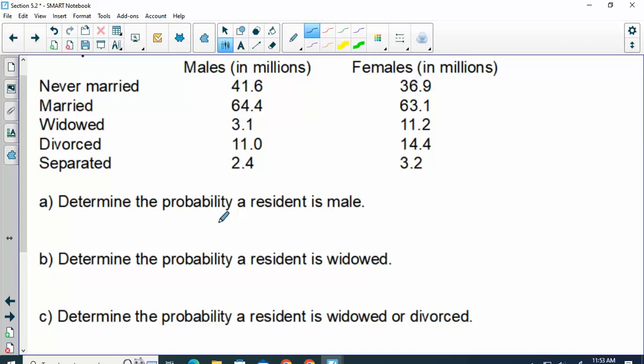Add them all up. We need to know what our grand total is. How many people are we looking at? Okay. Let's add up. I'm going to go ahead and add up my males and females and we'll double check.